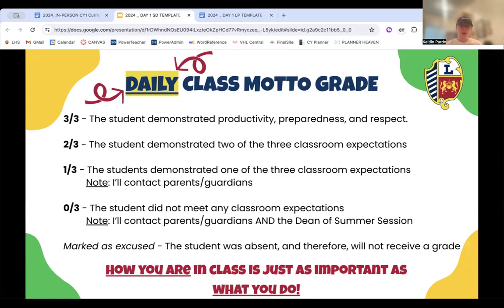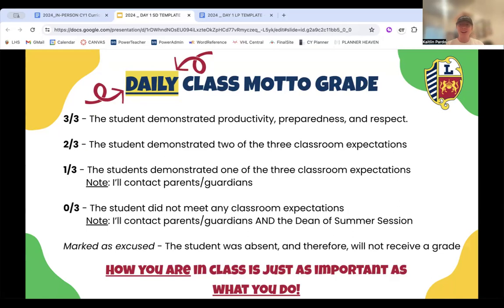If I give you a 2 out of 3, it means one of those 3 things was missing. If I give you a 1 out of 3, that means 2 of those things are missing, and I most likely will contact your parents or guardians. A 0 out of 3 means that something went really wrong, and I'll probably send you to the dean of summer session, and I'll also contact your parents and guardians. Anytime you're absent, you will not receive a grade and it will be excused.